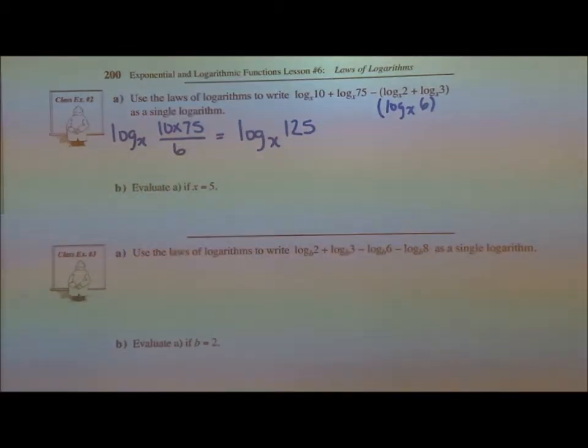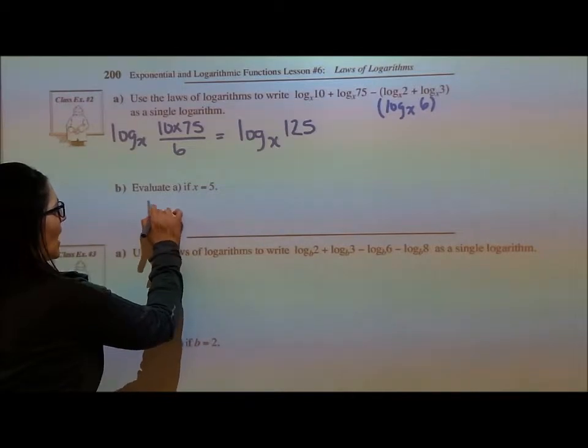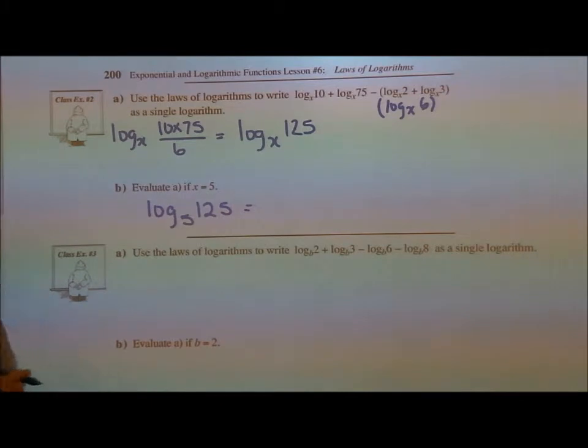And then part B says if x was equal to 5, what is log base 5 of 125? 3. Good.